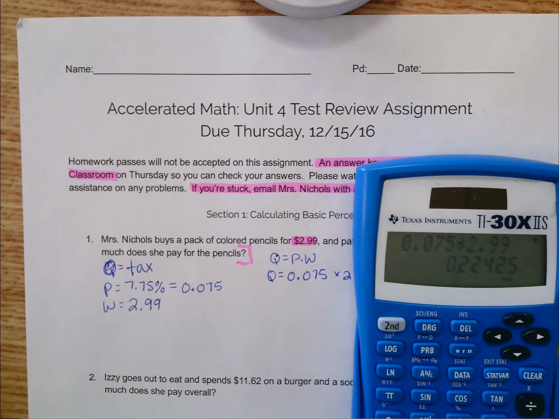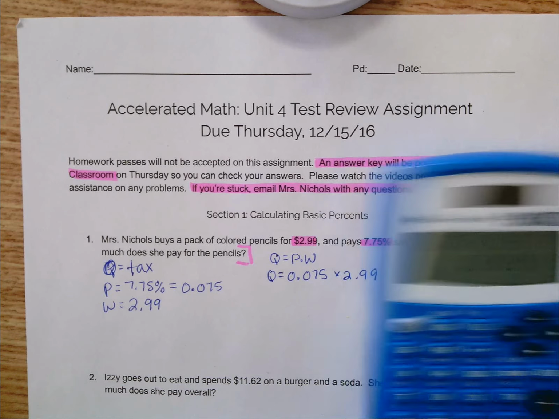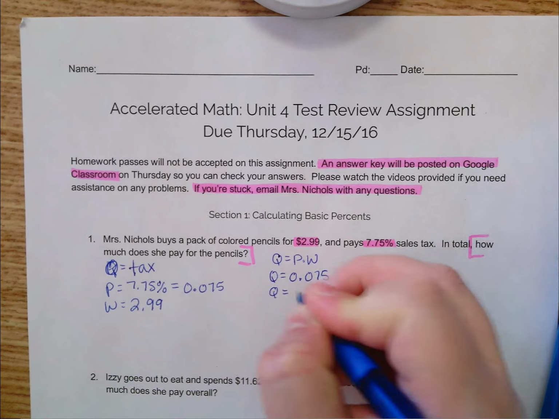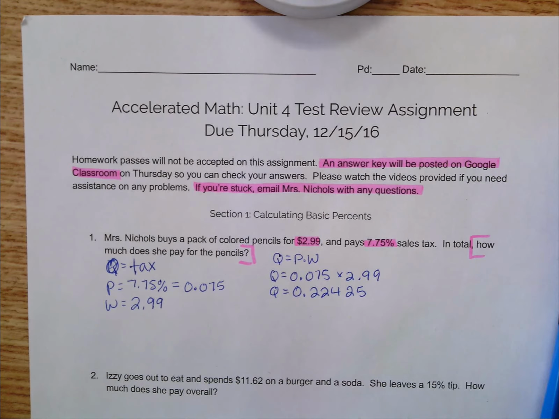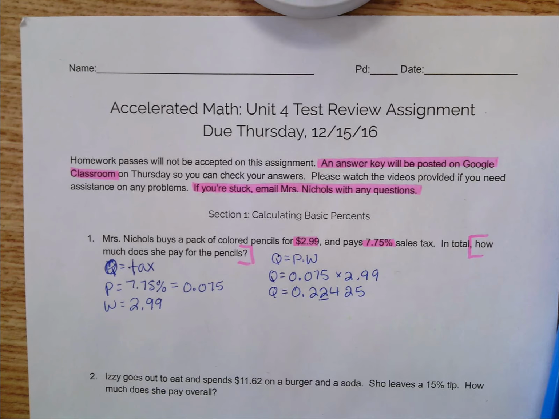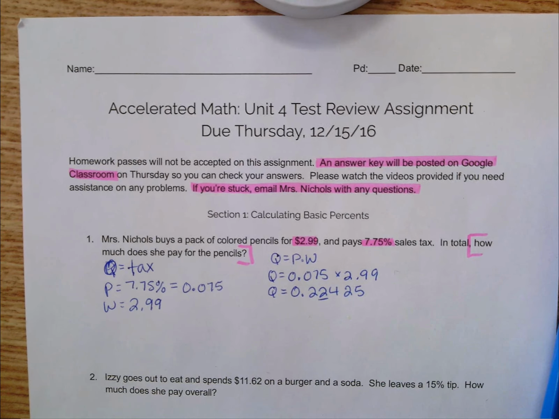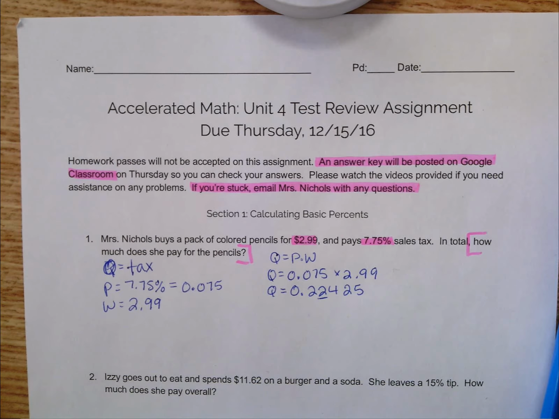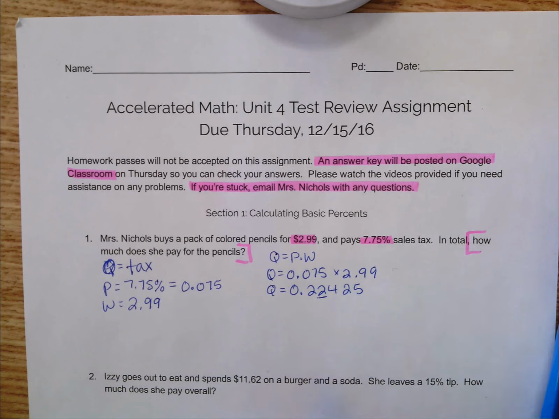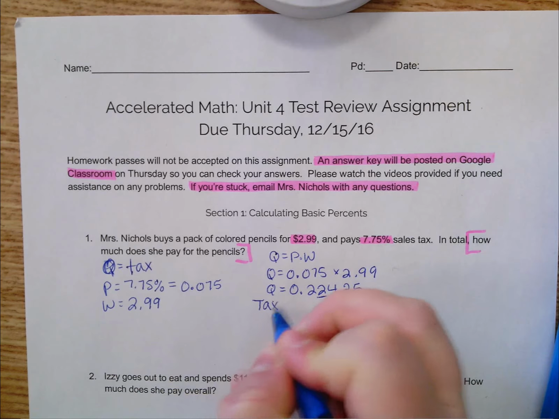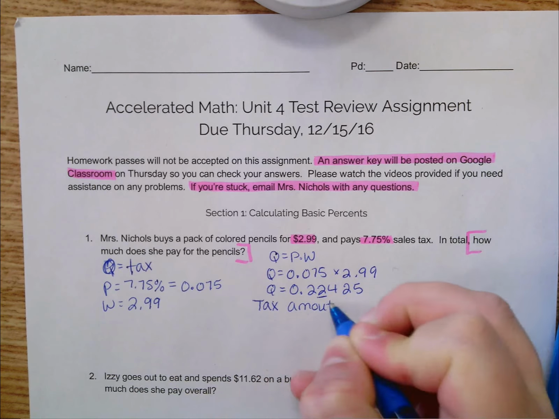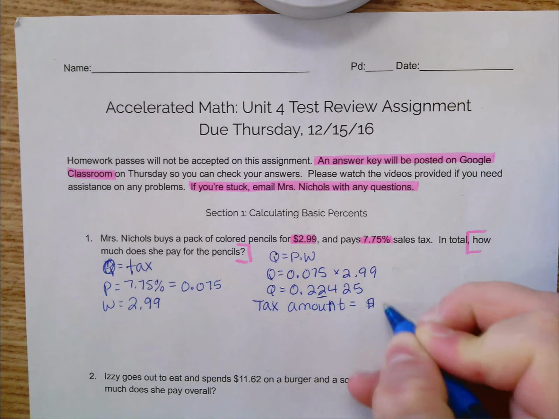And I will get 0.22425. Now, since we're talking about money, I'm going to need to round that to the hundredths place. Even though it's 0.224, I'm going to round it to 0.23 because I'm talking about money and I owe someone 42.5% of another penny. They're going to make me give them that whole penny. So I'll say that the tax amount is 23 cents.